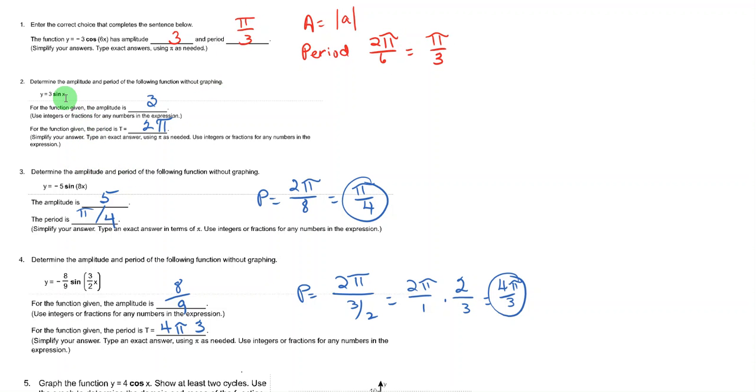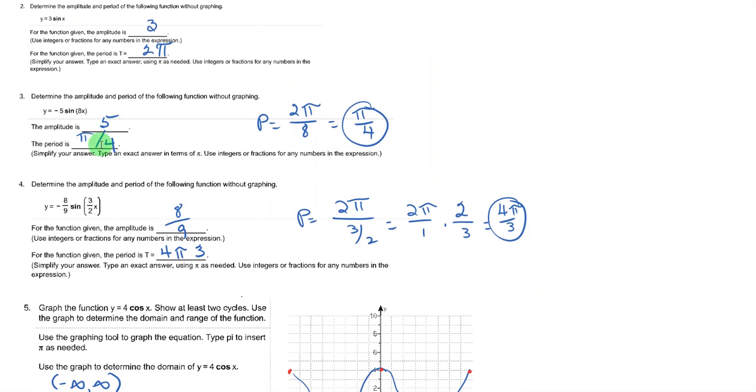Number 2, y equals 3 sine x. Same rules hold true here. Amplitude is the absolute value. So we've got 3. The period, the number in front of x here is 1. And if there's not any other number, then it's still going to be just 2 pi. It's 2 pi over 1.